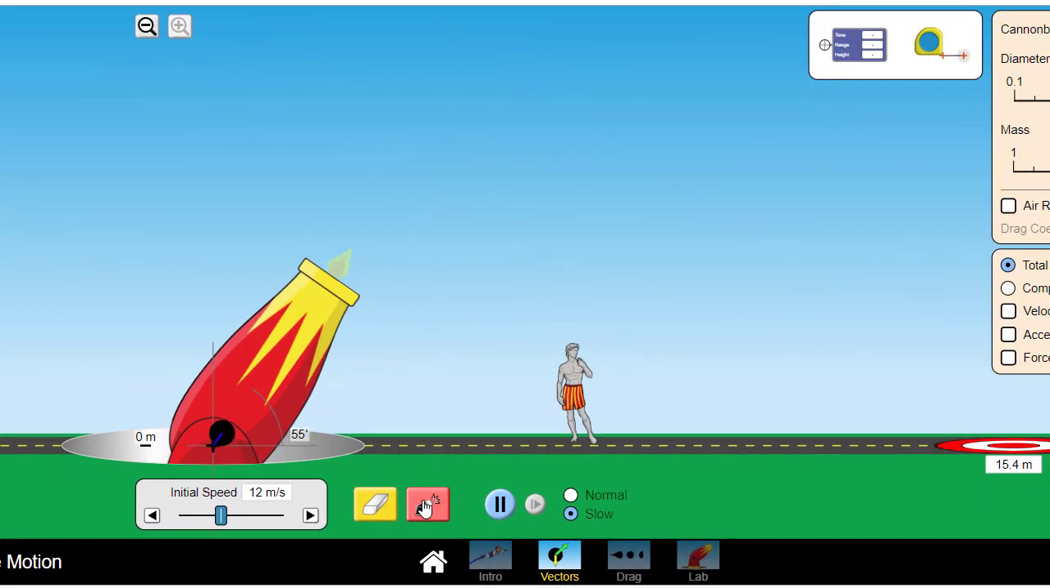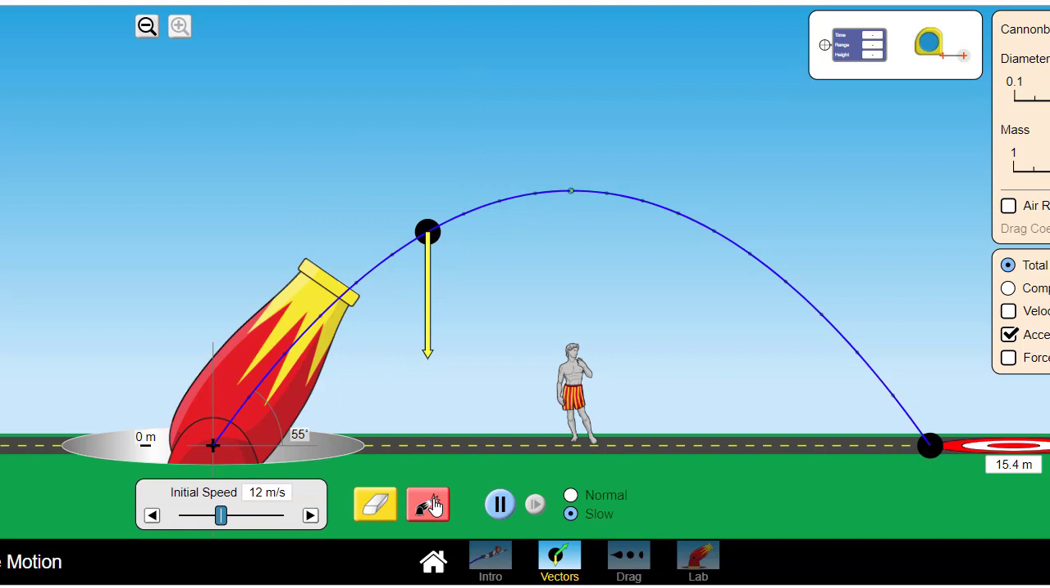A cannon fires a cannonball at an angle of 55 degrees to the horizontal with a speed of 12 meters per second. This is an example of a projectile at an angle, and the flight path is a parabola. Again, there is only one acceleration acting on the projectile, and that is acceleration due to the force of gravity. It is constant throughout the flight, acting downwards.